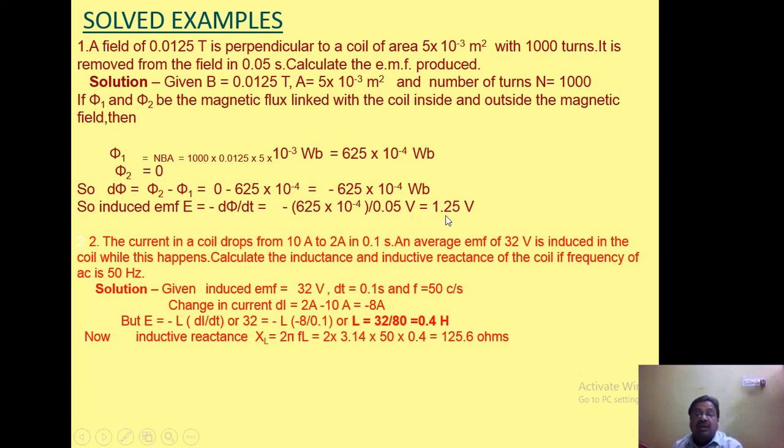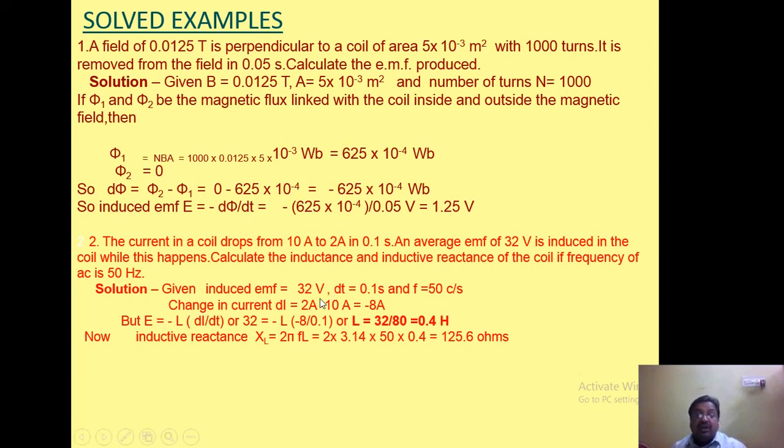After calculation, the resultant value is 1.25 volt. That is the induced EMF produced. Okay. Another problem: the current in a coil drops from 10 ampere to 2 ampere in 0.1 second. An average EMF of 32 volt is induced in the coil while this happens. Calculate the inductance and inductive reactance of the coil if the frequency of alternating current is 50 Hertz here.